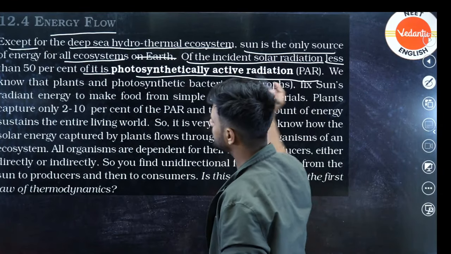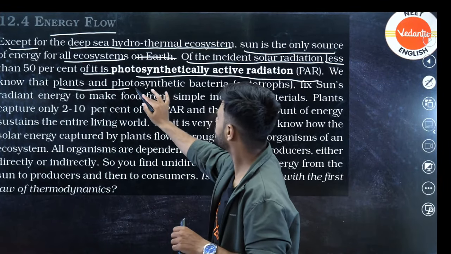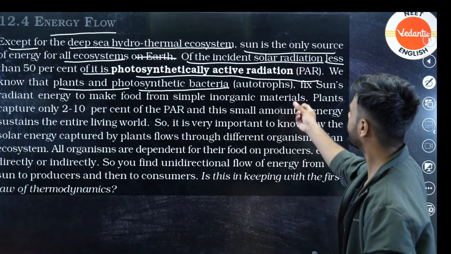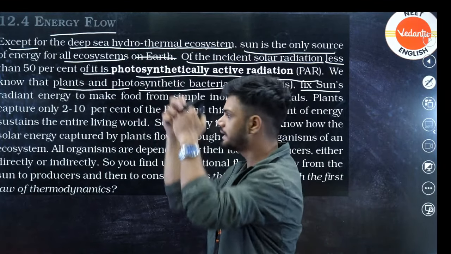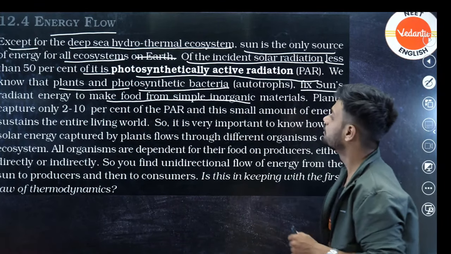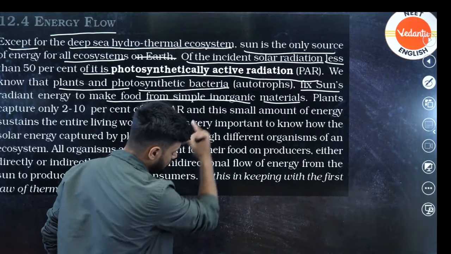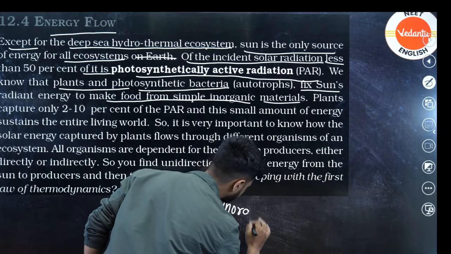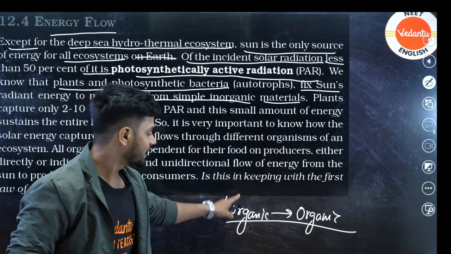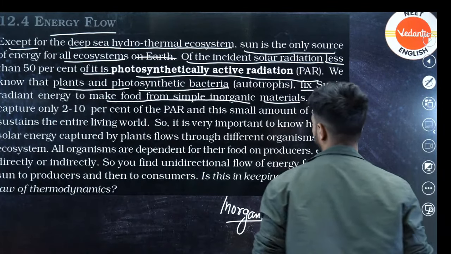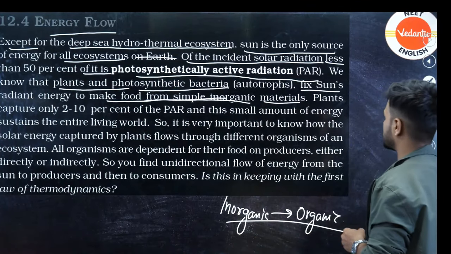Let's learn in the next line. We know that plants and photosynthetic bacteria, basically all the autotrophs, fix sun's radiant energy to make food from simple inorganic material. Remember students, in the case of photosynthesis, it is inorganic to organic. Remember this point always. It fixes sun's radiant energy to make food from simple inorganic matter.